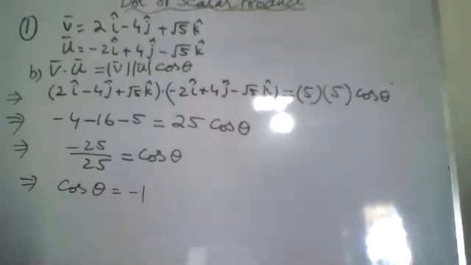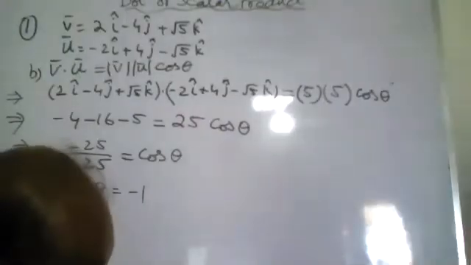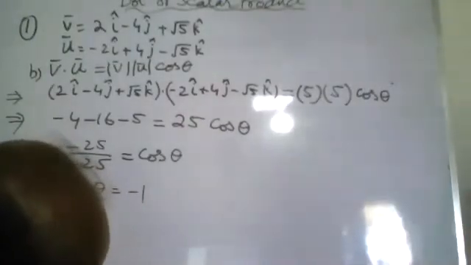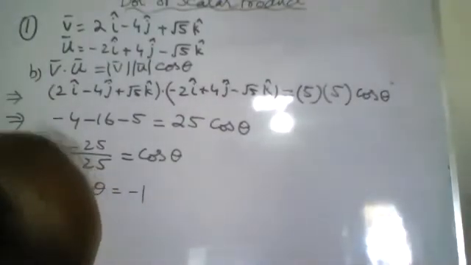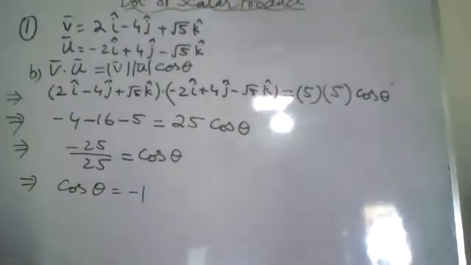But in this question, in B part, it is asked to find the cosine of the angle between V and U. The cosine of the angle between U and V. So theta is the angle in between U and V.